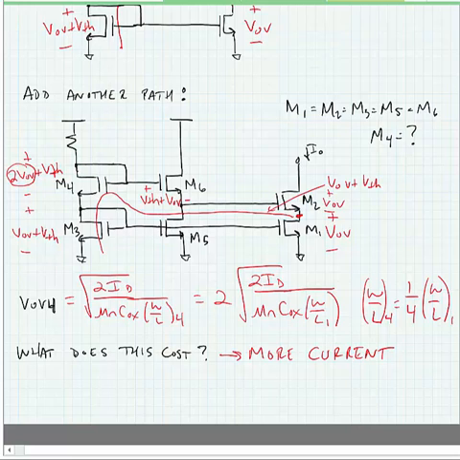Okay, that will be it for our lessons on current sources, and in the next class we'll start looking at ideal voltage amplifiers.